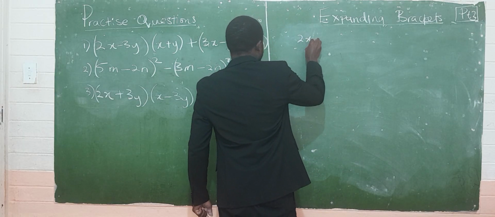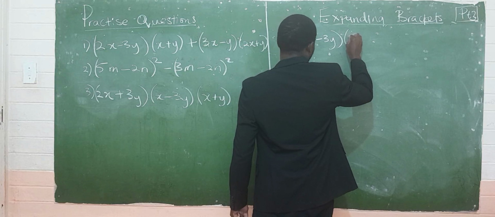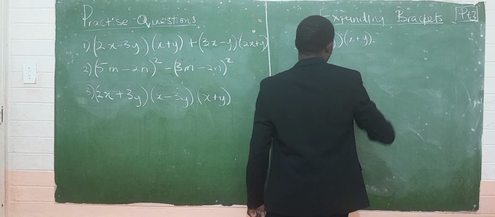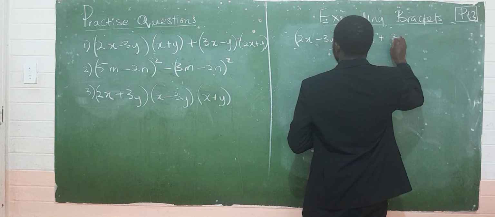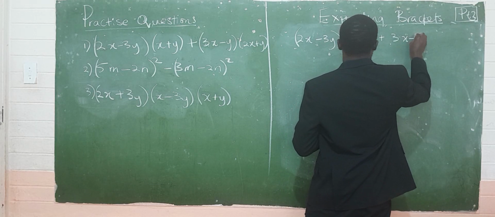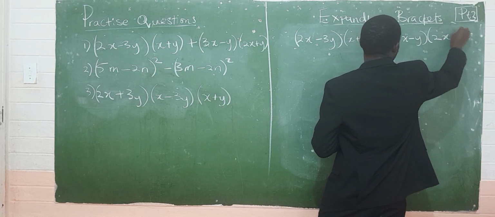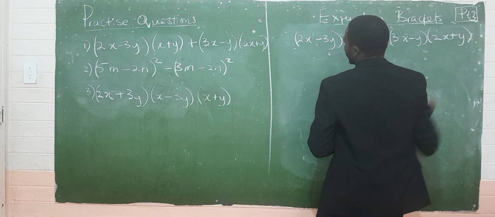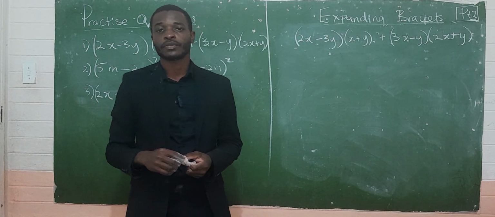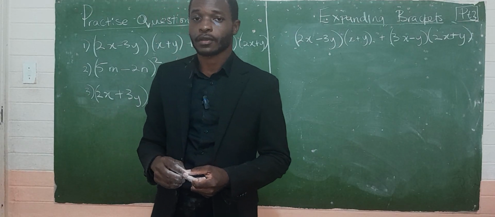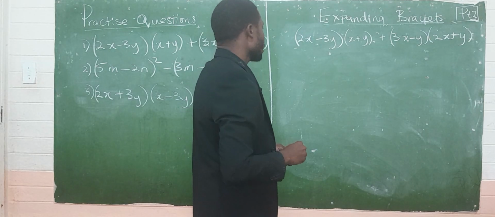We have 2x minus 3y multiplied by x plus y. Whatever we're going to get has to be added to 3x minus y multiplied by 2x plus y. And this is our problem, and the assignment is the same. We are to remove brackets or to expand the expression. Let's get started.